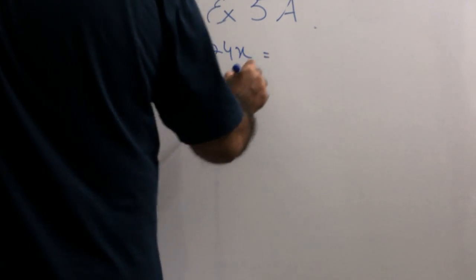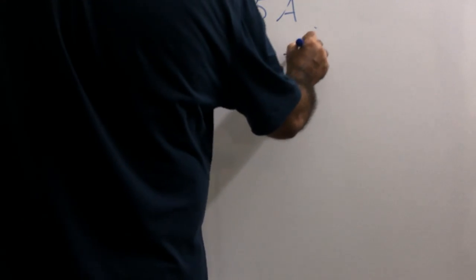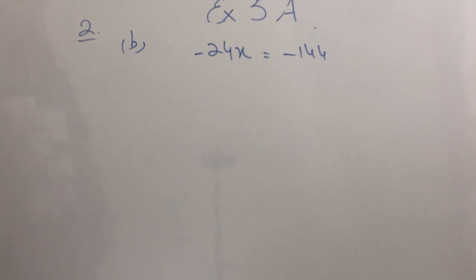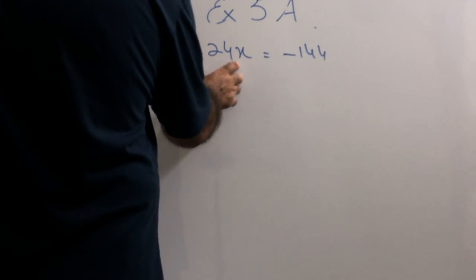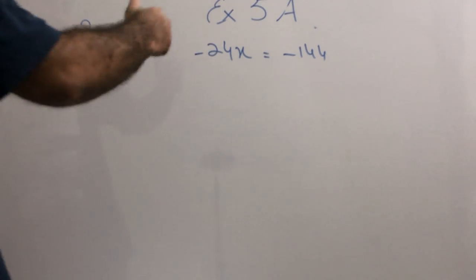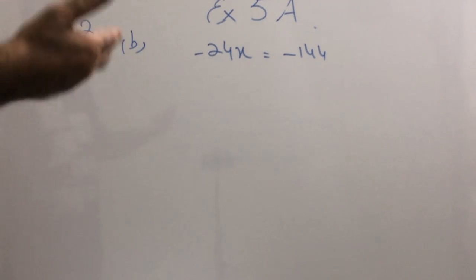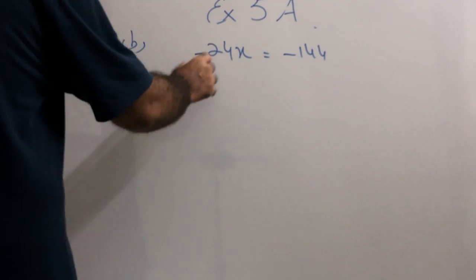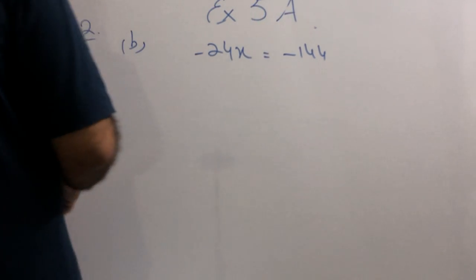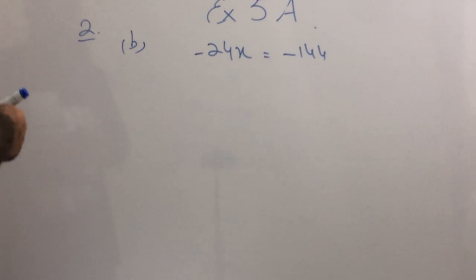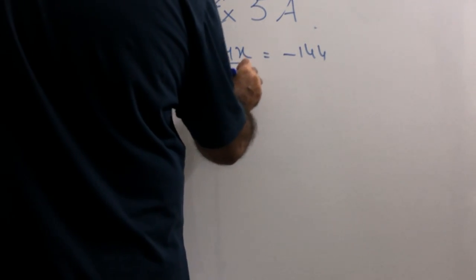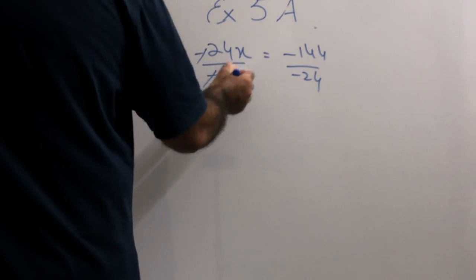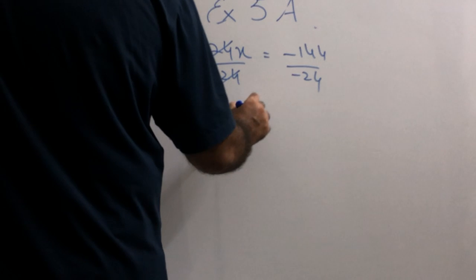Part B says minus 24x is equal to minus 144. So here again we are looking for the value of x. So we feel that this is extra, we don't need this minus 24 on the left side. x must be alone, then we know what its value is. Okay. So now we know that minus 24x means minus 24 is being multiplied with x. So what we will do is divide on both sides by minus 24. This way, minus will be cut with minus, 24 will be cut with 24. Here we will be getting x.